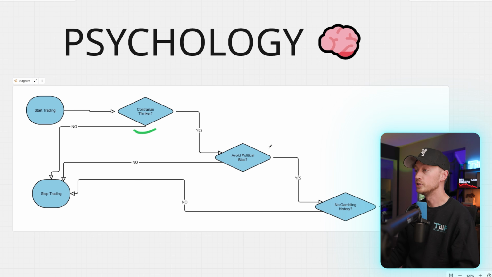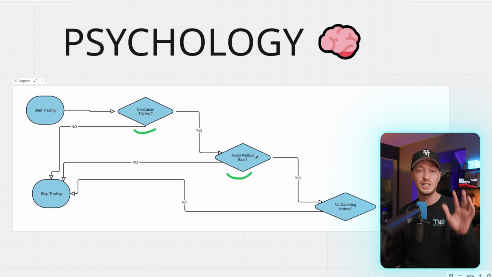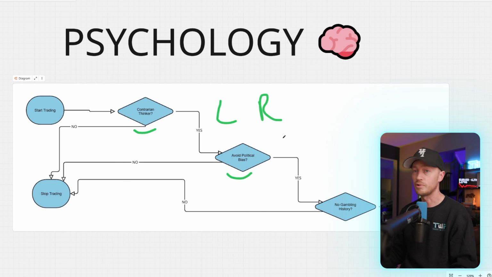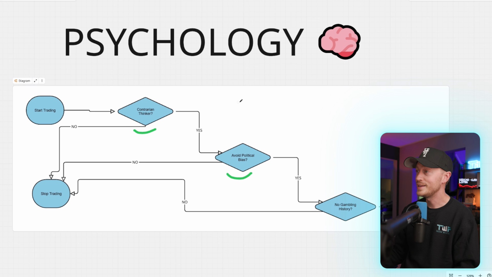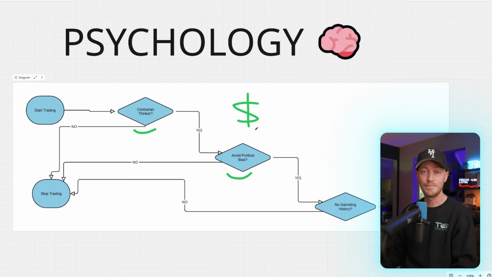Let's continue on to the next one, which is avoiding political bias. I have seen incredible trading careers completely collapse because of political bias. You're probably thinking, how is that possible? And what I'm telling you is, do not identify as left or right. You want to be in the middle. The only way you want to identify is as a trader that's trying to make money.